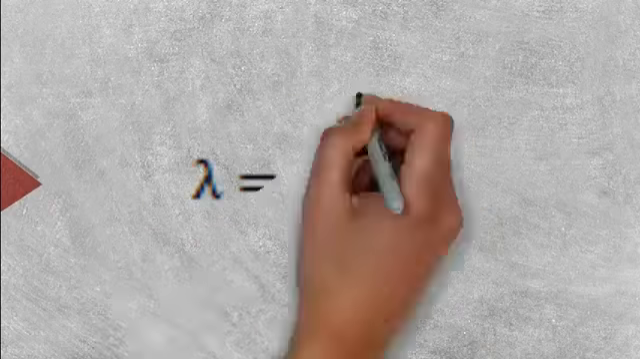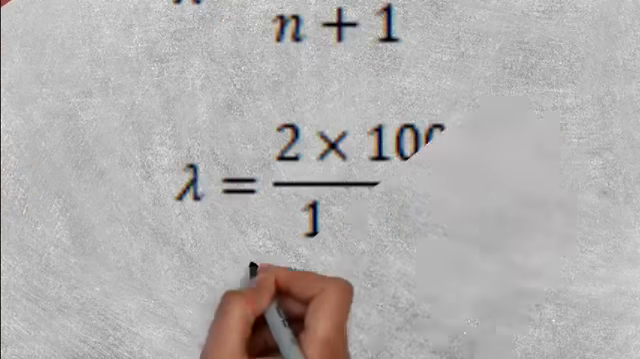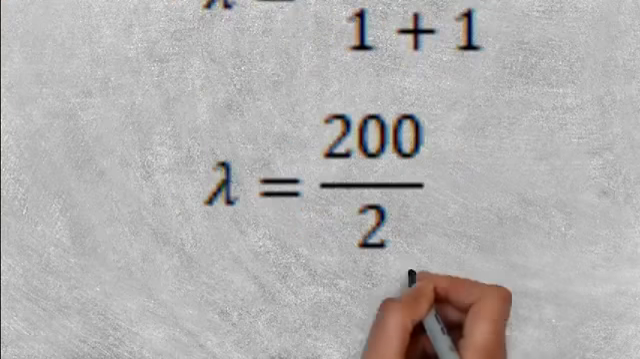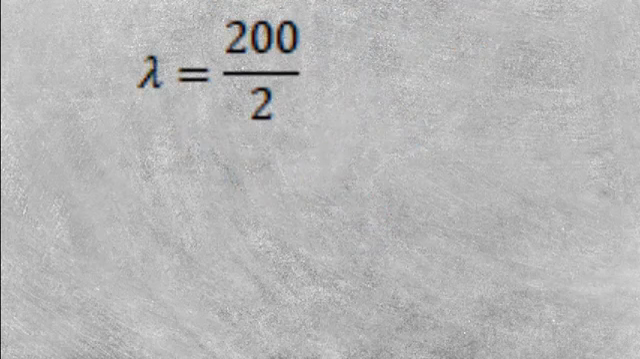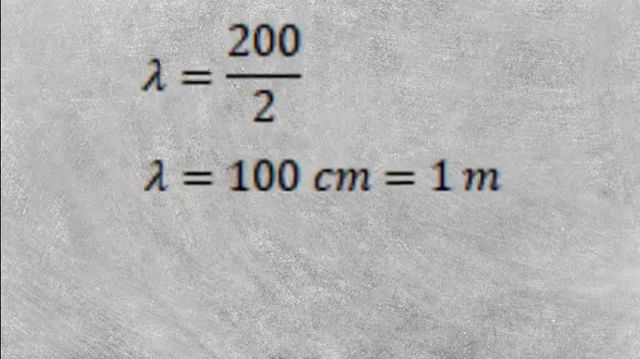To count the wavelength, the formula changes to this: lambda equal to 2L divided by n plus 1. We can input the length of 100 centimeters and n is 1 because it is the first harmonic. So, the wavelength is 100 centimeters or 1 meter.